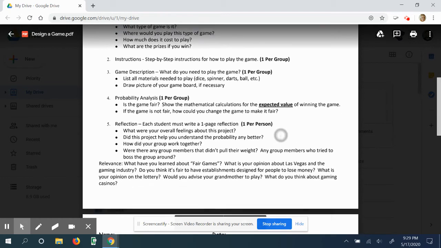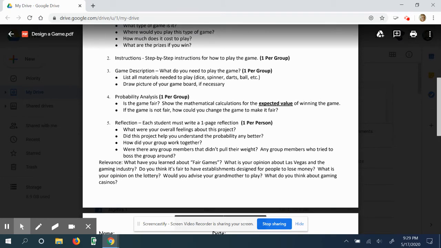Okay. Your instructions are also going to be included in your write-up. Make sure that your write-up is clear. Make sure that your instructions are clear so that other people can do it. And your game description. So what is it all that you need to play? All the materials. And then draw a picture of your board game because we can't actually make it. You're just going to draw a picture of it. And remember, the more color, the more elaborate, the better you'll do.